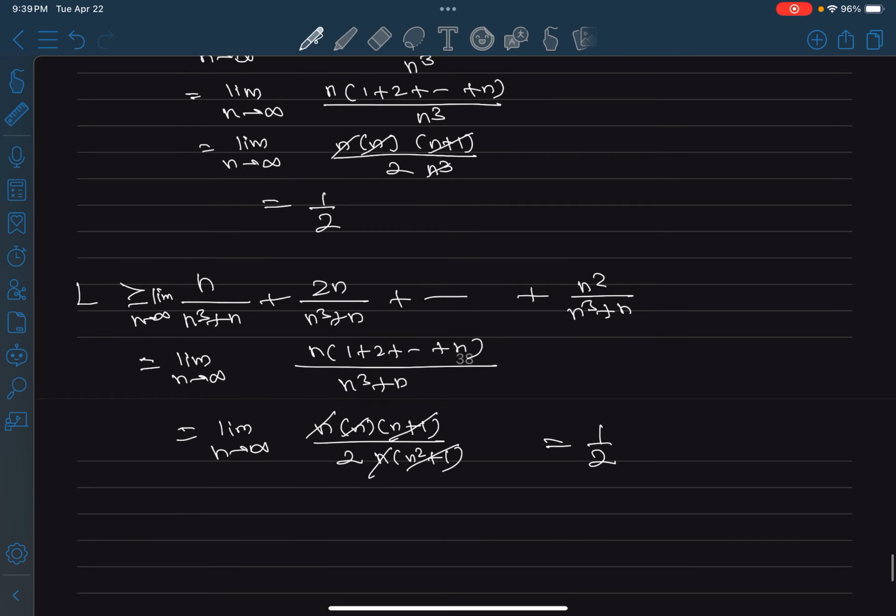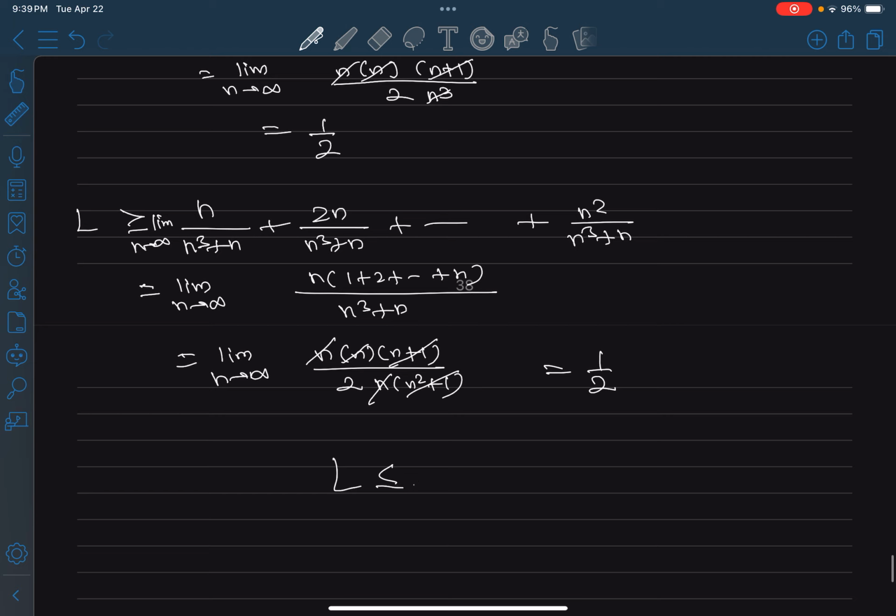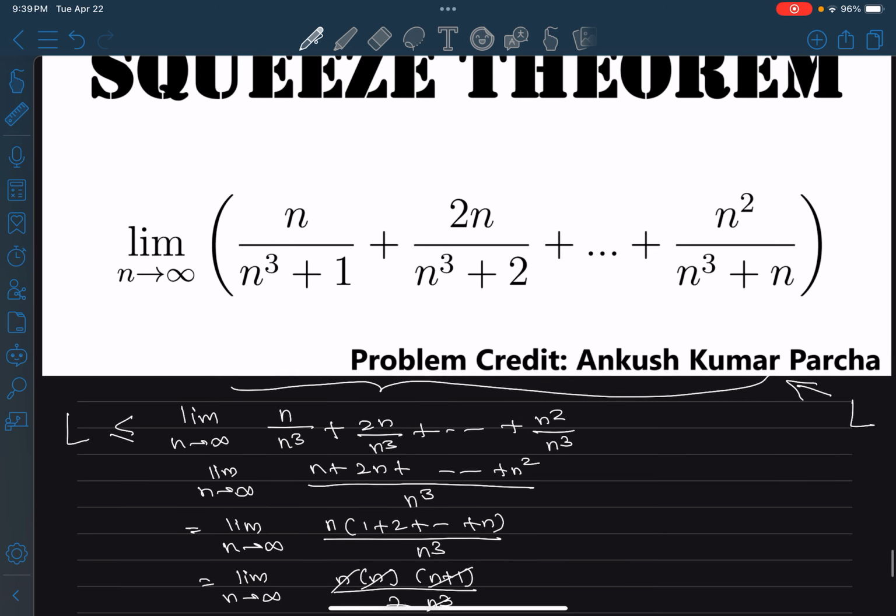So we see that L is less than or equal to half, but also greater than or equal to half. This implies by the Squeeze Theorem that L is actually half. And this is how you might want to formally prove this.